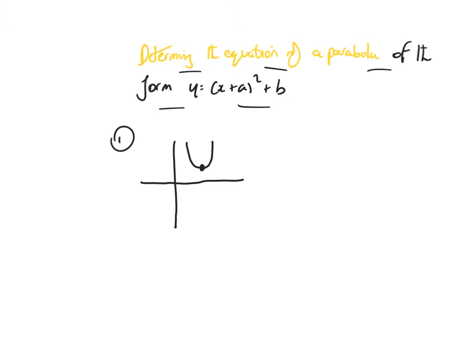Okay, so we've got a parabola that goes through the point (4, 3), but (4, 3) is a really significant point. That's the turning point of the parabola. And we know that the parabola is of the form (x plus a) all squared plus b. We need to write the equation of the parabola. So to do so, we need to find out what a is and what b is.